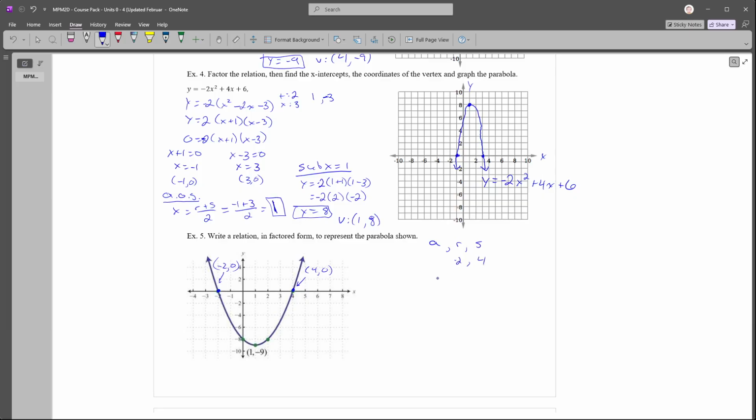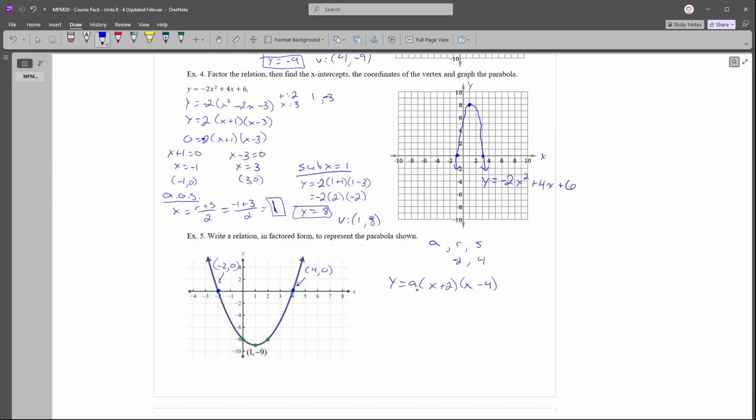But what about our a? Remember, it's always the exact same thing to solve for your unknown a value. Substitute your r and your s into our factored form equation. So y is equal to a times (x minus r). So minus negative 2 is the same as plus 2. And (x minus s). Okay, so this is where we're at.